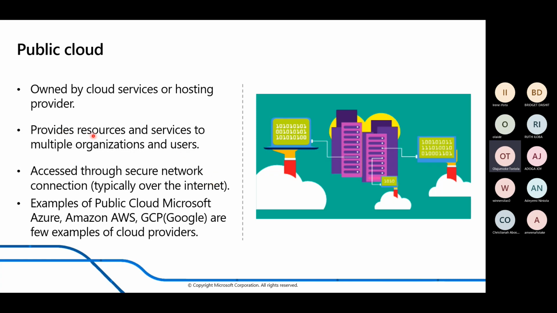So it provides resources and services to multiple organizations and users. The concept around this is referred to as multi-tenancy, which means that I can have plenty of resources that can be used by several people. And then it is accessed through a secure network, typically over the internet, because the cloud provider will put in place things like encryption and VPN, so that you can have a safe connection to use the resources.